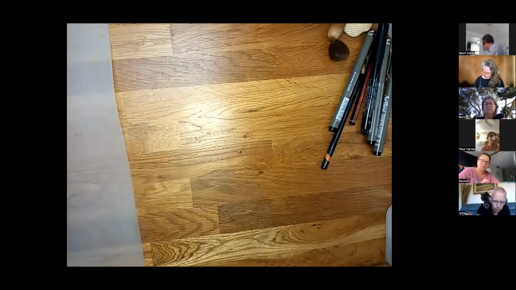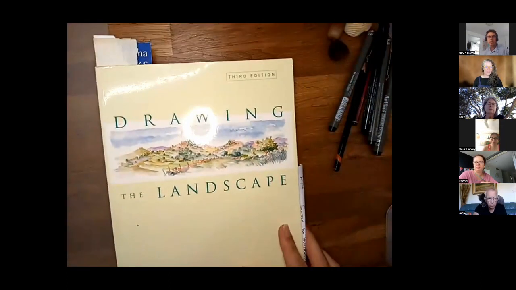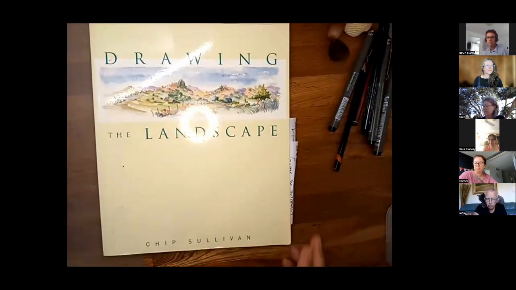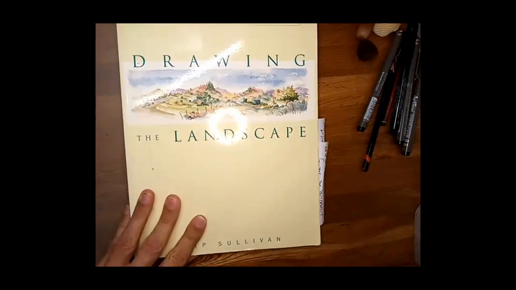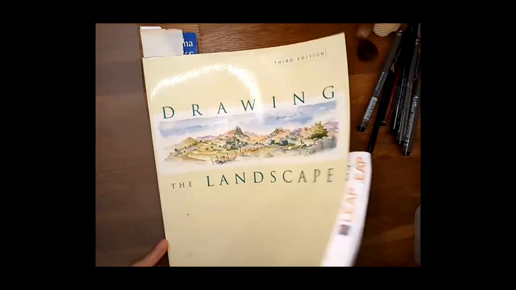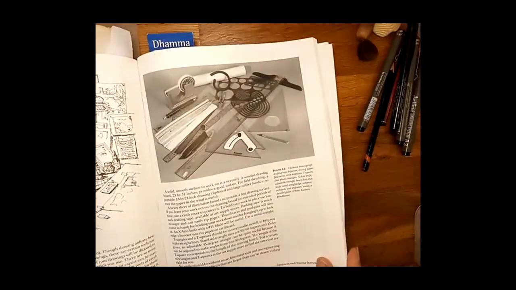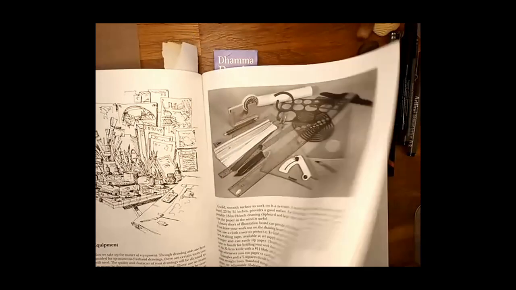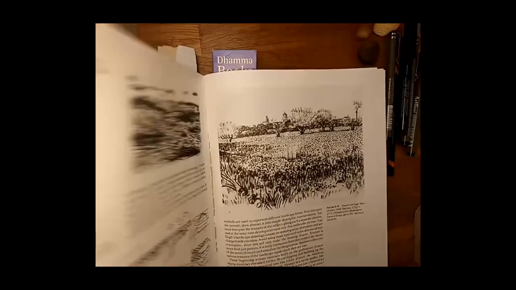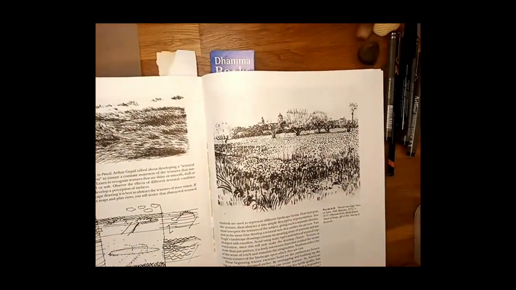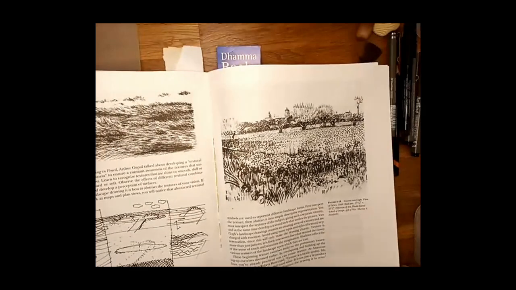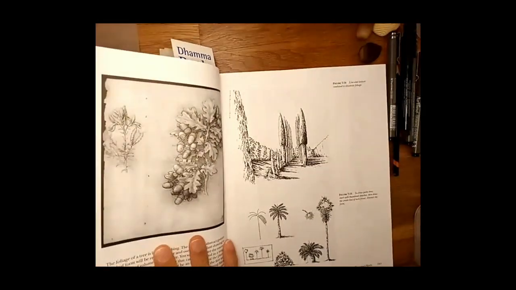Another great book that we're going to draw on is Drawing the Landscape by Chip Sullivan. Chip is a landscape architect in California. It's a great book really for landscape architects, but for anyone who's interested in drawing the landscape. We're going to draw on some of his stuff, and do some of his exercises from his book today.